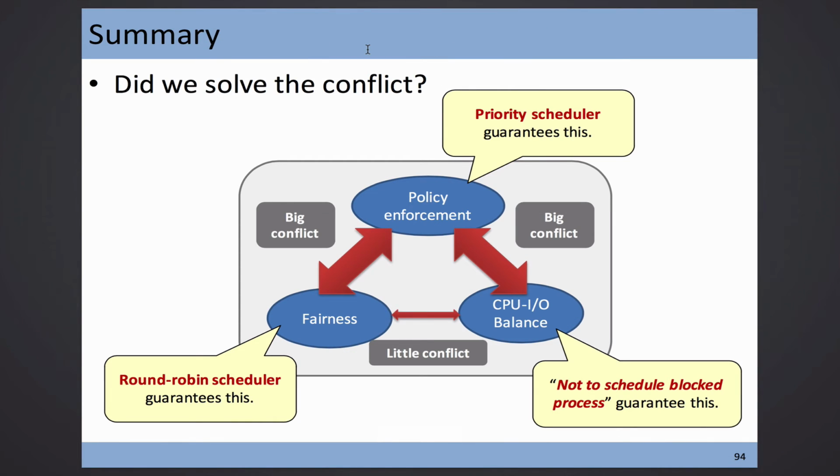The summary is, well, we want to schedule something. We have 3 goals. Fairness, easy. Implement it as RR, it's fair by itself. As long as you give a fair share of quantum, then you will have fairness automatically. Policy enforcement, we can solve it by priority scheduling. Okay? How about balance? This balance, we didn't cover it, okay?